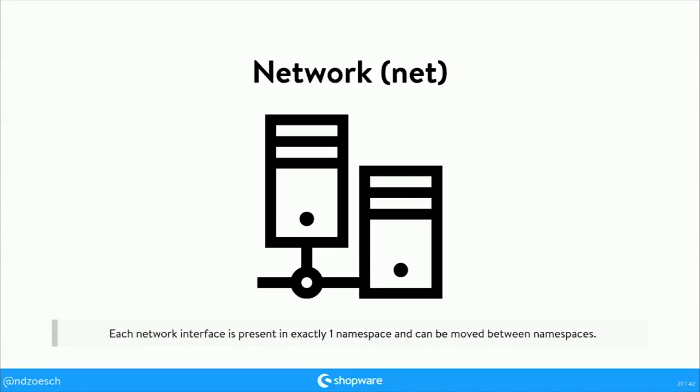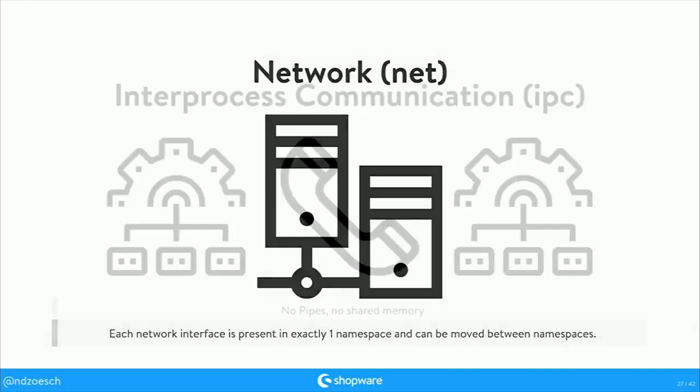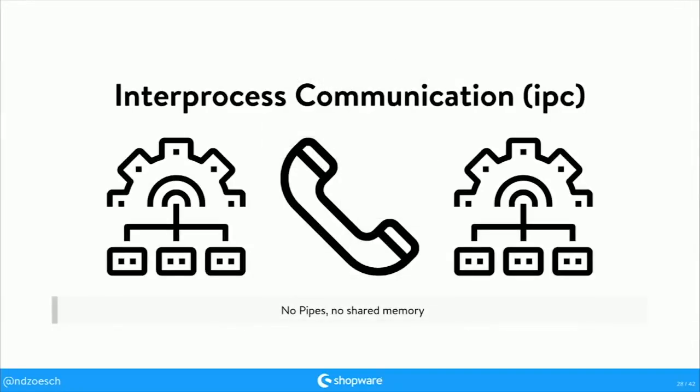Then we have the network namespace. The network namespace, surprise, is the same for network interfaces. A little bit different is the inter-process communication. Who works with pipes in Linux? Yeah, a few of you. It's a technique that allows two processes to communicate with each other. They can either share memory or use pipes, and we can limit that as well.